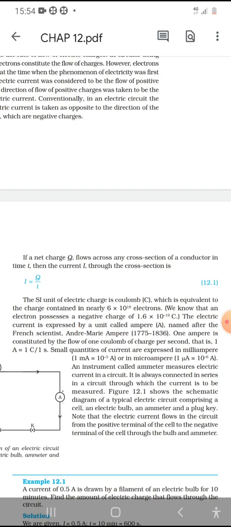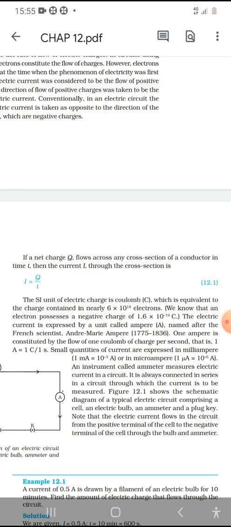So see, an instrument called ammeter measures electric current in the circuit. It is always connected in series. There are two types of connection, series and parallel. Ammeters are located only in series. If it is located in parallel, it will burst.